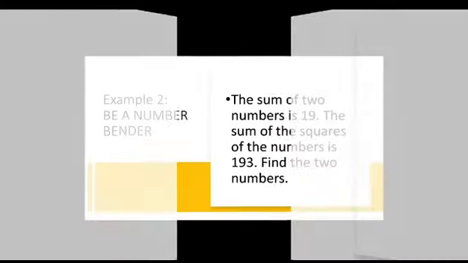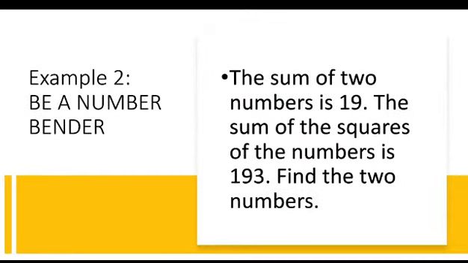Okay, let's have the next example. Example number 2, be a number bender. Okay, so the problem is the sum of two numbers is 19. The sum of the squares of the numbers is 193. We are asked here to find the two numbers. So let's find the two numbers.